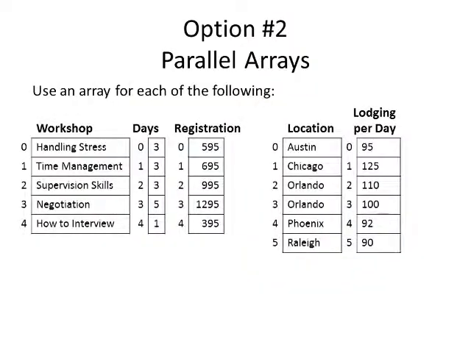Here is option number 2, a set of parallel arrays. For example, for workshop, I could have one array of strings for the workshop, another array of integers for the number of days, and then another array of type double for the registration fee. Now what I have right here is 0, 1, 2, 3, 4, so that's 5 workshops. So if somebody selected time management, then I'd use index 1 for the workshop, and then I'd use index 1 into the days to find out it's 3 days, and then I'd use the same index for the registration, 695. I'd do the same thing for the location and the lodging fees.